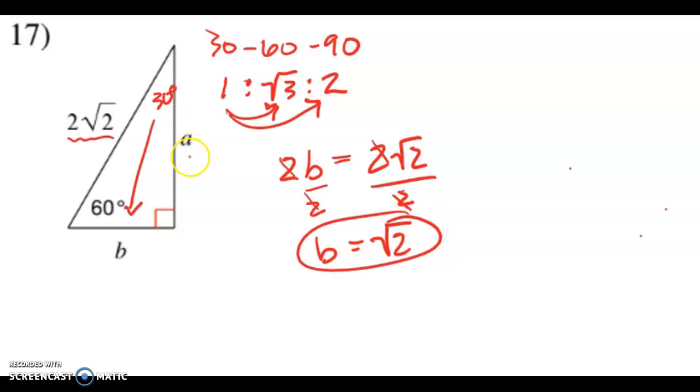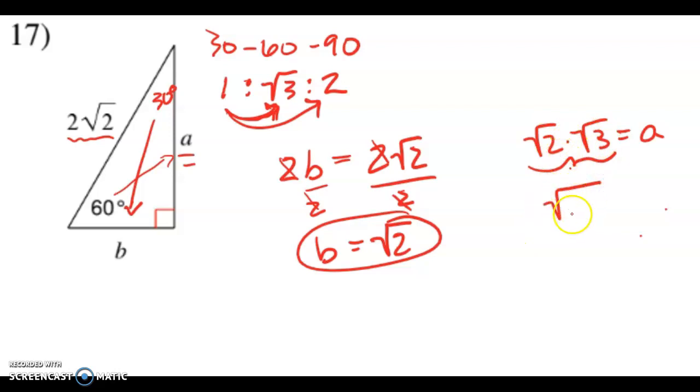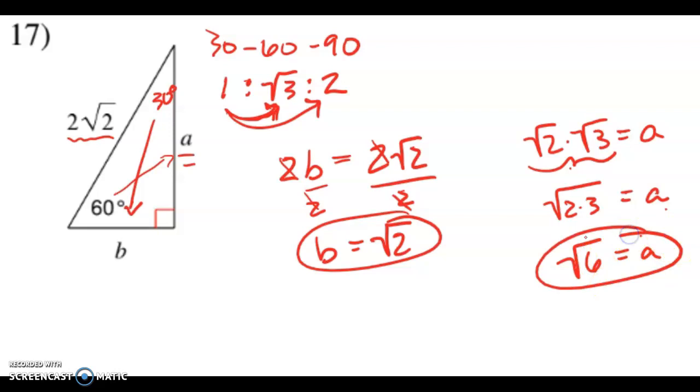And if I want to find A, all I have to do is take that answer for B, so root 2, and multiply it by root 3. And that'll give me the side length of the side that's opposite the 60. So root 2 times root 3, that's just one of your radical properties. Because we're multiplying, we can combine these into one big square root, 2 times 3 under the radical. That's equal to A, so root 6 when we simplify, and there's my other side.